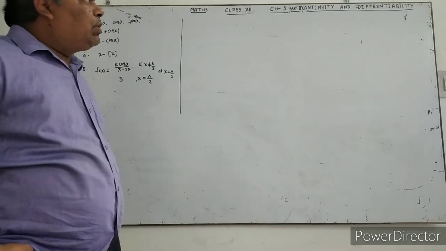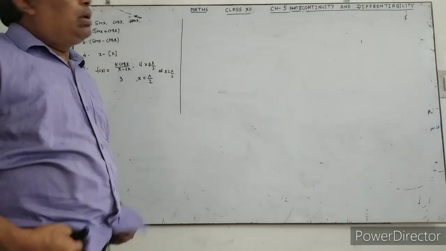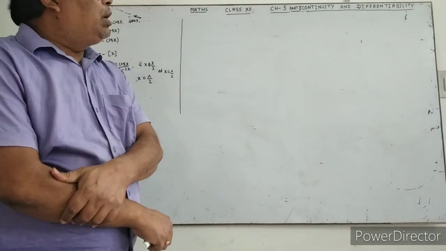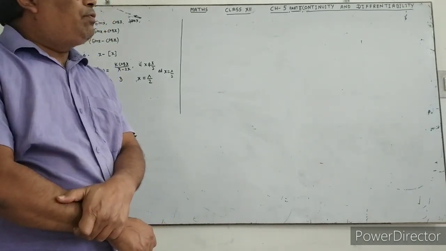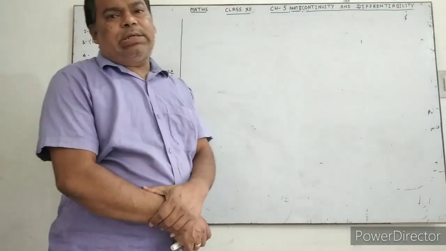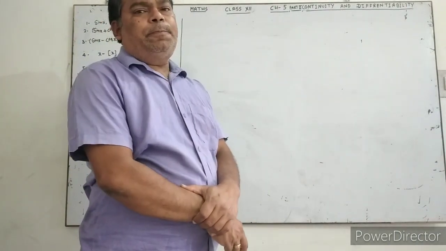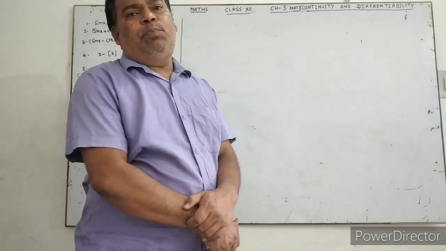Dear class 12 students, today we discuss part two of Chapter 5, continuity and differentiability, the theorems. In the first part, we discussed when a function is continuous at a point.